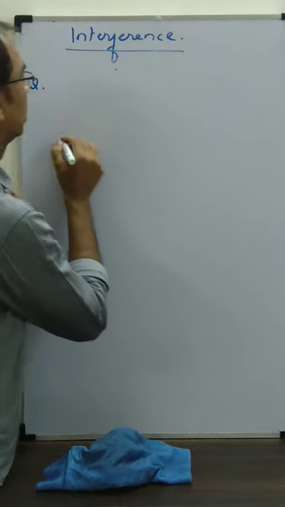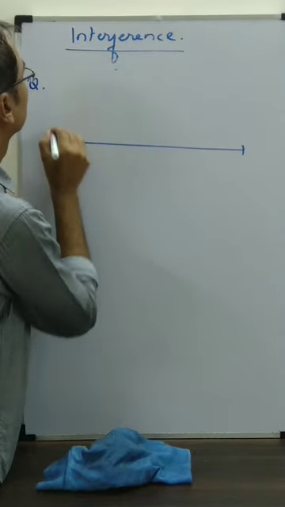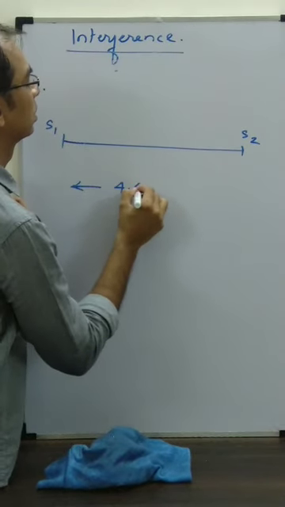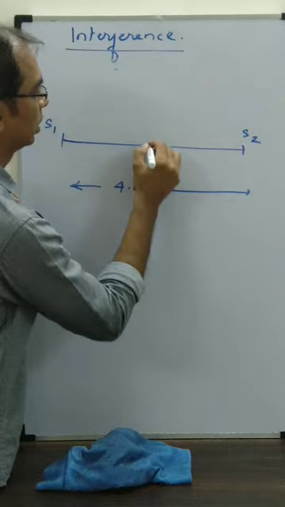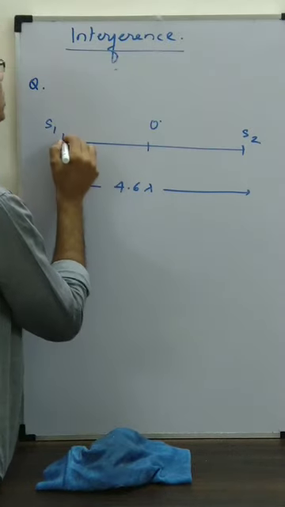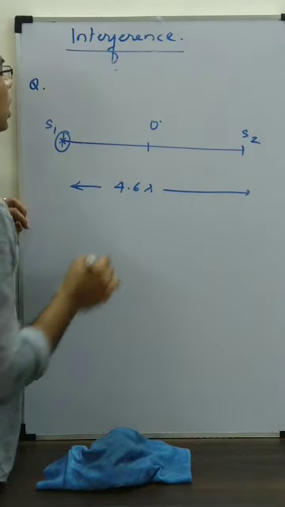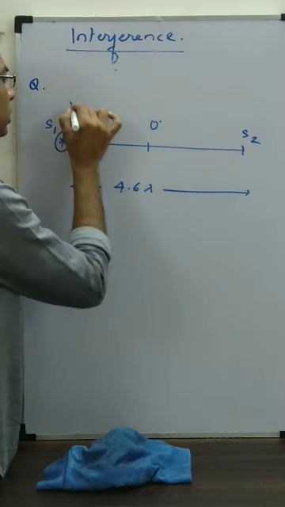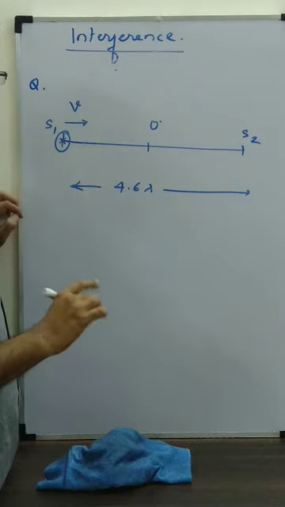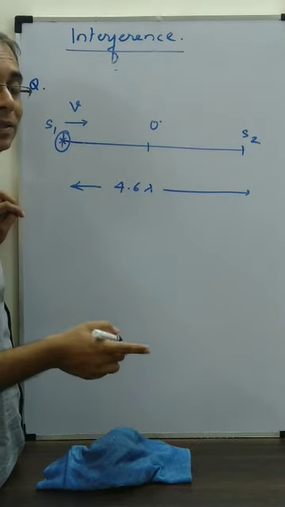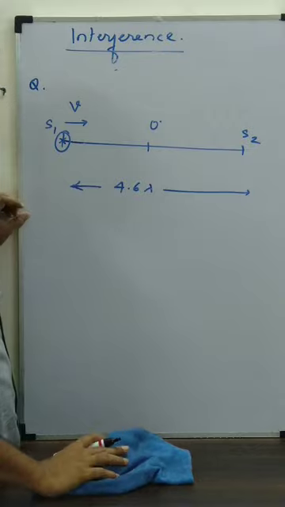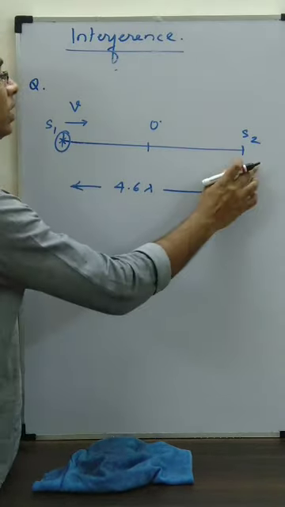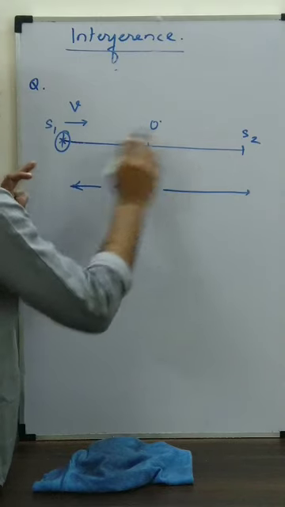Suppose that two sources are here, S1 and S2. This is 4.6 lambda. This is the center. Now suppose that the listener is here and he wants to move in this direction with speed v. So we have to find when he is going to find the second minima from this position. So see, then, what is the path difference between this and this point?